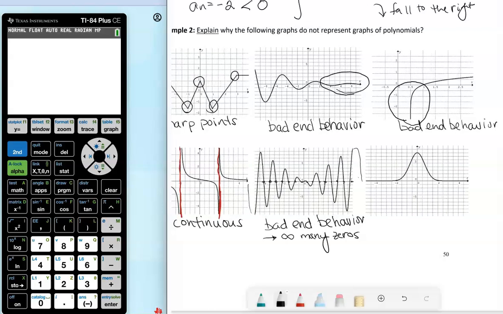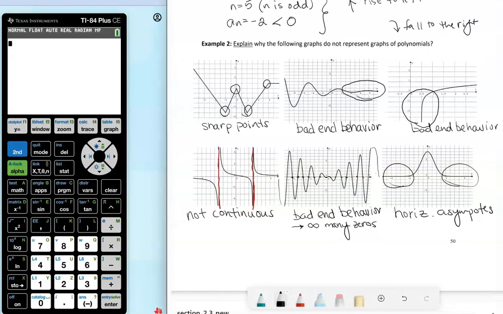Likewise, this graph at the very end, it has horizontal asymptotes on either side. So because it has horizontal asymptotes, that means that the end behavior is not going to do what we expect it to do, where the graph goes to positive or negative infinity as x gets very large or very small.